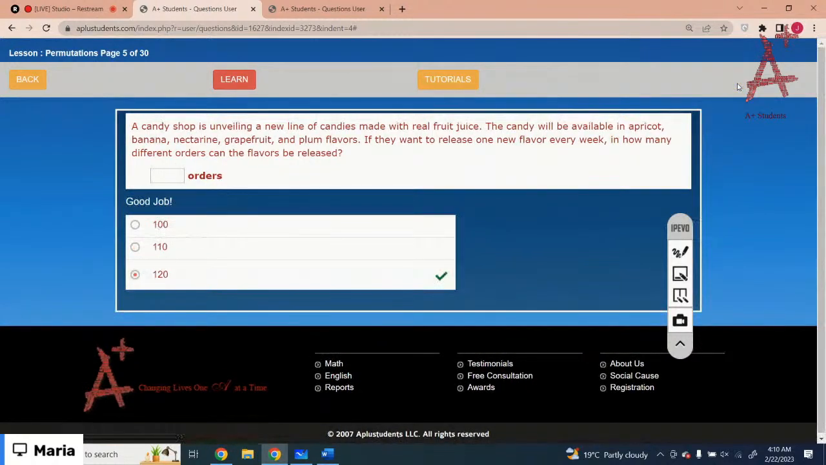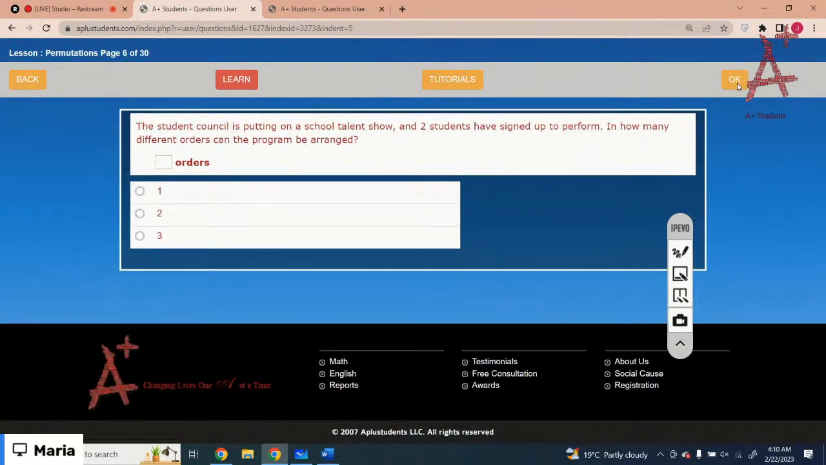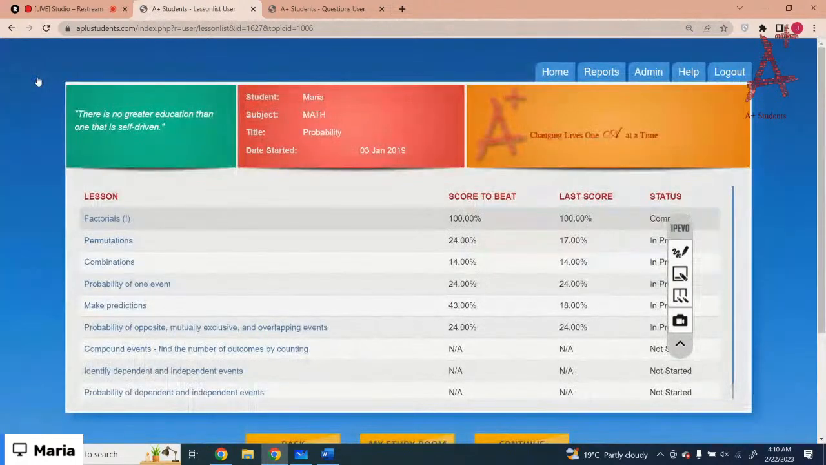Okay, you can complete the test by yourself later today. Let me just move on to the next lesson. Okay, the next lesson we'll start with is combination. So let's just start with the next lesson.